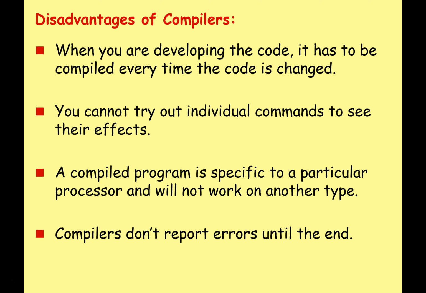You cannot try out individual commands to see their effects. A compiled program is specific to a particular processor and will not work on another type. So once you have that executable file, it will only run on that family of processors. Compilers don't report errors until the end, until after the end of the compiling process. Then they report the errors right at the end.